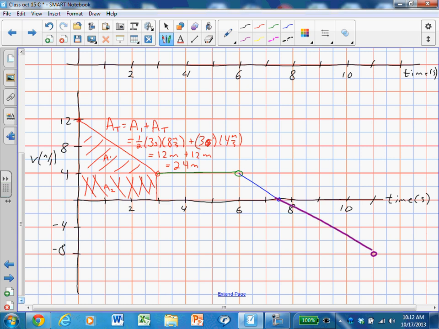Now the green zone is here, and it's that one. It's just the base times height, 3 seconds times 4 meters per second, or 12 meters. So that's a change in S of 12 meters. And we have the blue one. Well, we'll pick it up there.